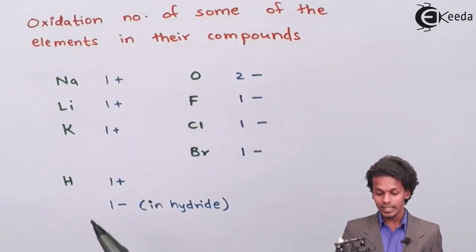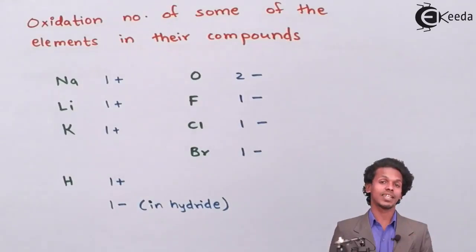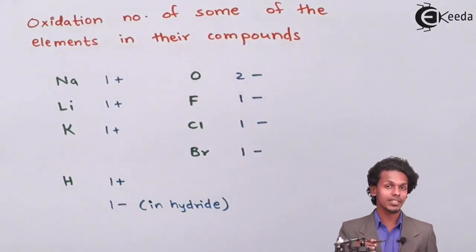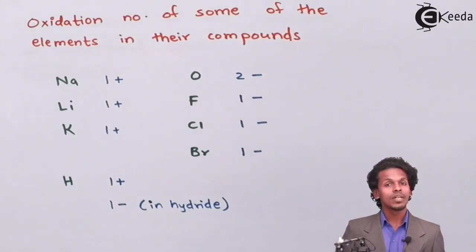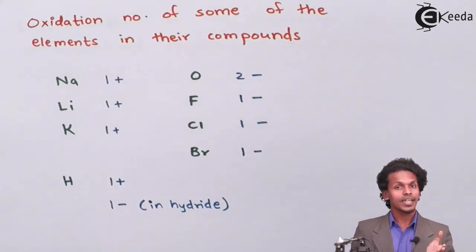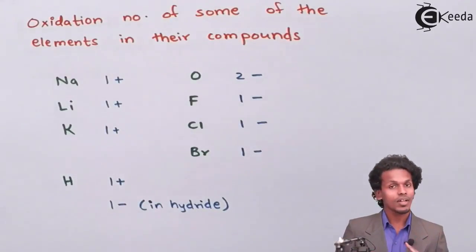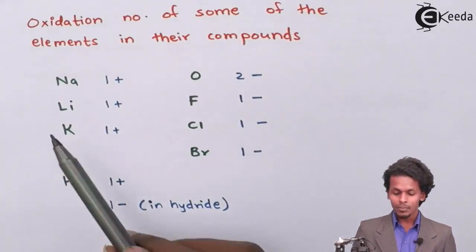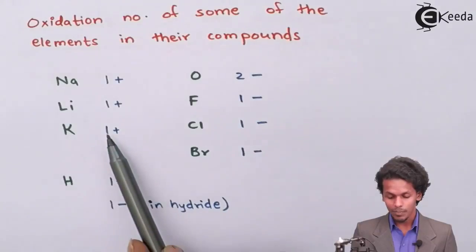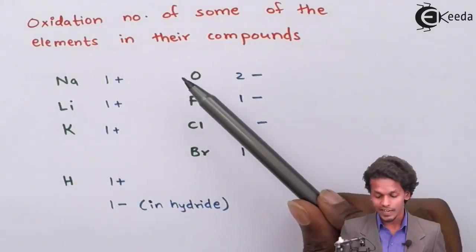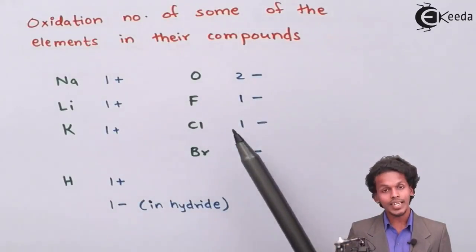In this case we could have written +1, but +1 will indicate the charge present on the sodium, while 1 plus means the oxidation number of the sodium. And as you know, the oxidation number changes for D block elements, while the charge remains the same on a particular atom or ion. In this case I am talking about lithium. Again it is 1 plus. For potassium it is 1 plus, and for oxygen it is 2 minus. For fluorine it is 1 minus. For chlorine it is 1 minus.